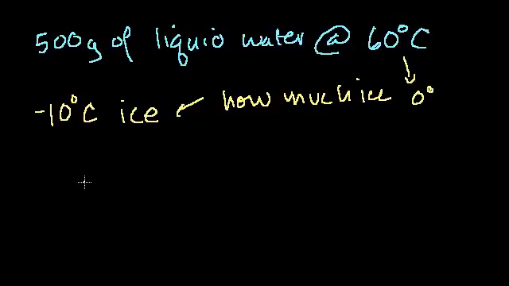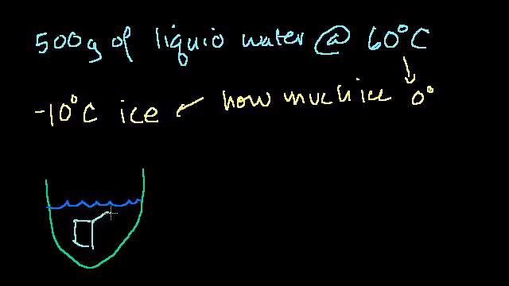So the idea, if we just imagine a cup here, let me draw a cup. This is the cup. I have some 60-degree water in there. I'm going to plunk a big chunk of ice in there. And what's going to happen is that heat from the water is going to go into the ice. So the ice is going to absorb heat from the water.